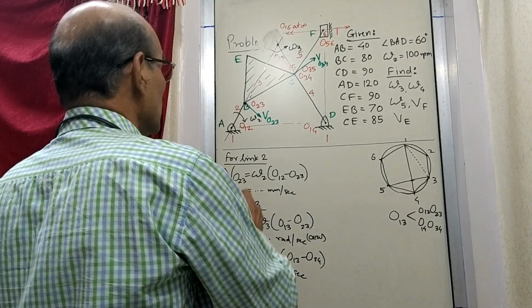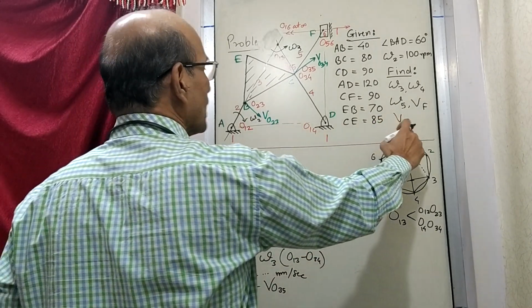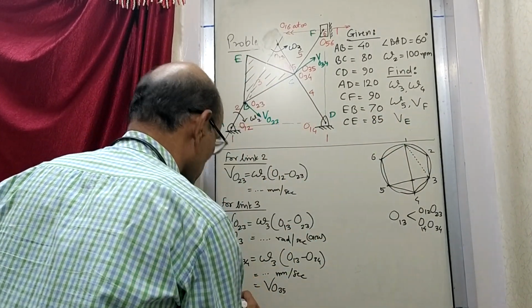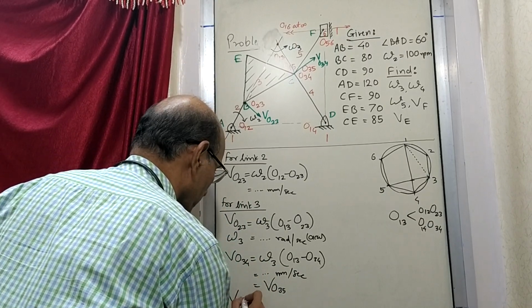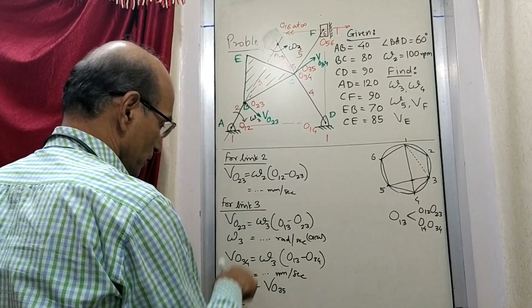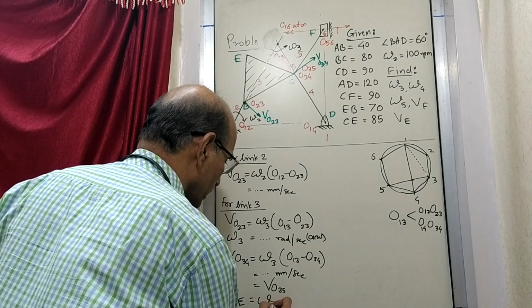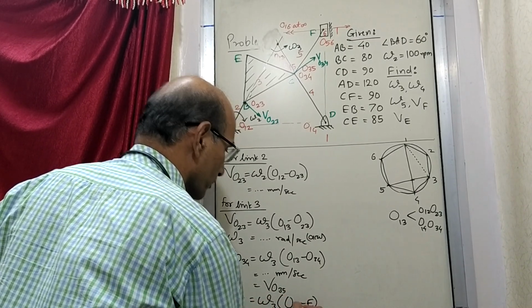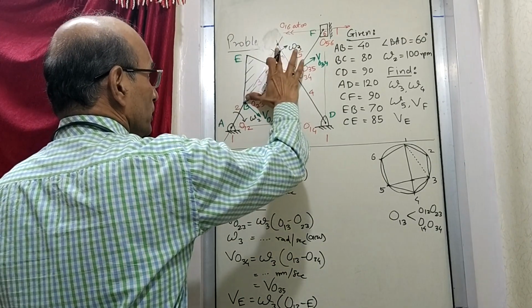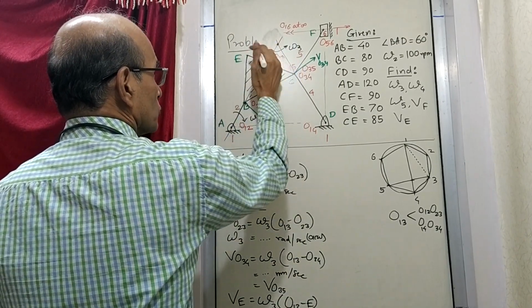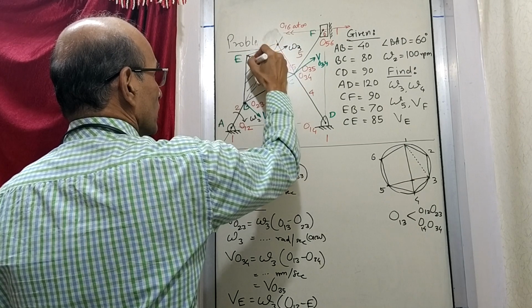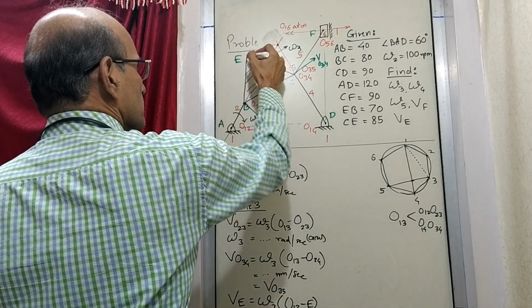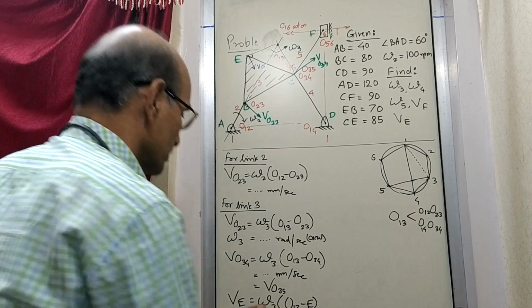So having done this, link number 3, we are in fact asked to find out velocity of E. E is a point on link 3. So you can also say that velocity of E, which is on link number 3, is equal to omega 3 and the distance from 013 to point E, this distance. So when you join, this is the distance and this is the velocity of E, perpendicular to the distance. So you can find out how much it is.